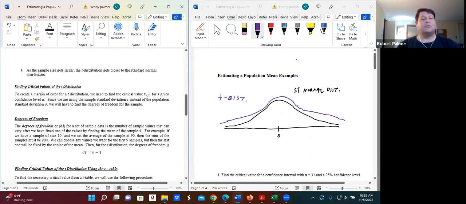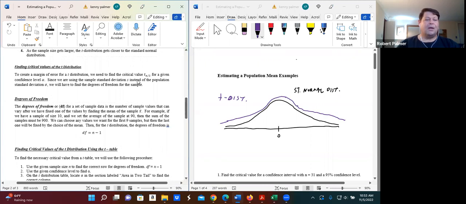Now, also, as one more thing about the t-distribution, as the sample size gets larger, the t-distribution gets closer to the standard normal distribution. So as the sample size increases, we're getting closer and closer to this standard normal distribution. Now, let me just read this part. In finding the critical values of the t-distribution, to create a margin of error for a t-distribution, we need to find the critical value t of alpha over 2, similar to z of alpha over 2 used for creating a confidence interval for a sample proportion for a given confidence level alpha. Since we're using the sample standard deviation S instead of the population standard deviation sigma, we'll have to find what's called the degrees of freedom.